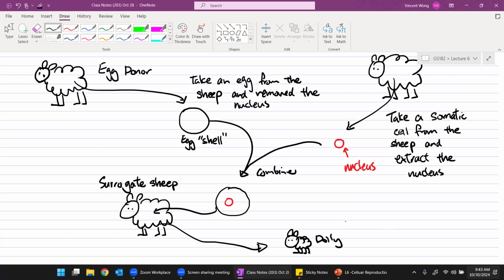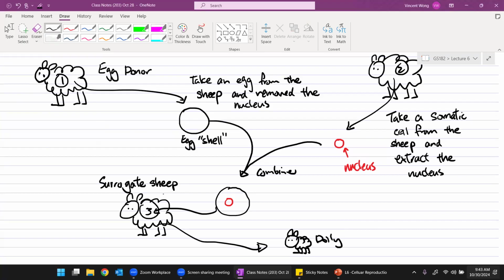So in this situation, Dolly is a clone, but she was born as a baby sheep. You with me? So here's my question. Three sheep were involved in making Dolly. Is Dolly a clone of number 1, number 2, or number 3? Show me your fingers. It's a clone of which one?